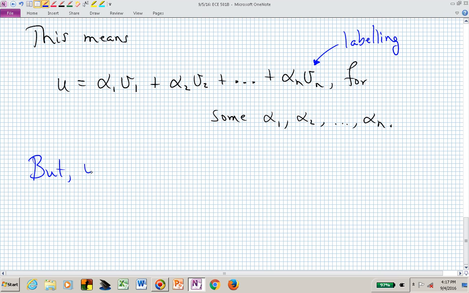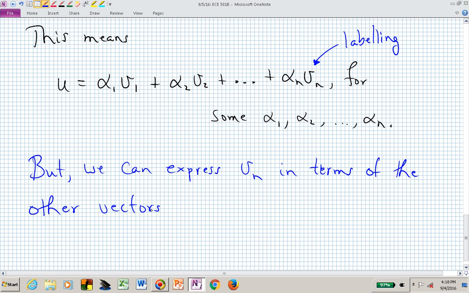Let's say then that we can express v sub n in terms of the other vectors. Again, we're assuming the appropriate labeling of these original vectors v1 through v sub n.